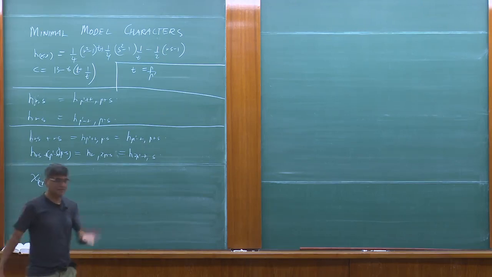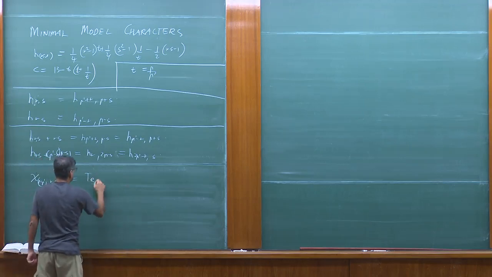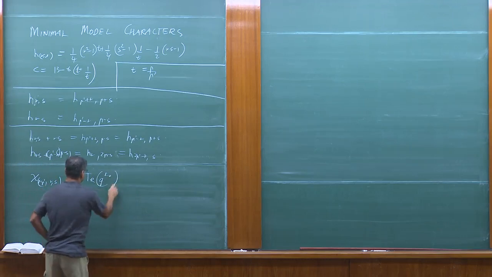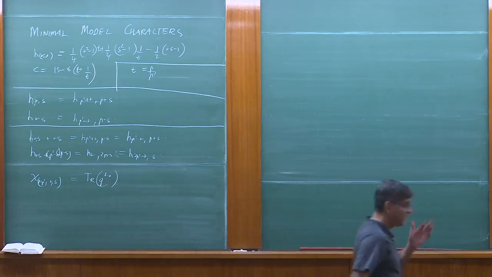So what does this character mean? This is the question that you were asking, and this is just the trace of Q to the power L0. Okay, very simple. Now, we're asking a slightly complicated question. Let's back up and ask a simpler question.